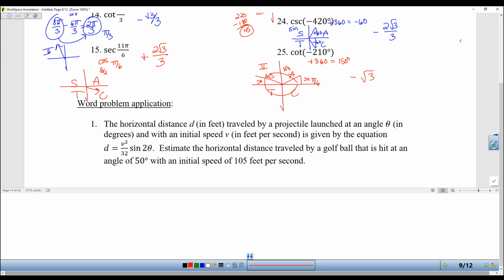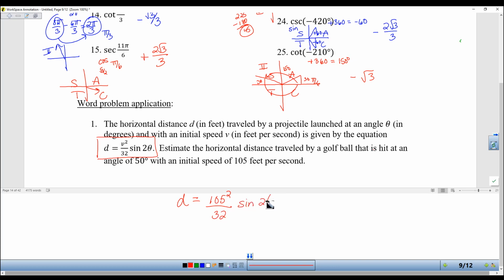The horizontal distance d in feet traveled by a projectile launched at an angle theta in degrees with an initial speed v in feet per second is given by this equation here. We are going to estimate the horizontal distance traveled by a golf ball that is hit at an angle of 50 degrees with an initial speed of 105 feet per second. So after having done something so hard, you're going to love this. We literally are just going to plug this in. This is not a challenging word problem.